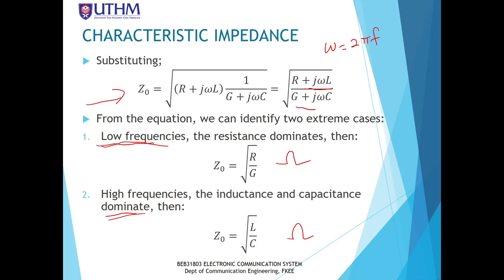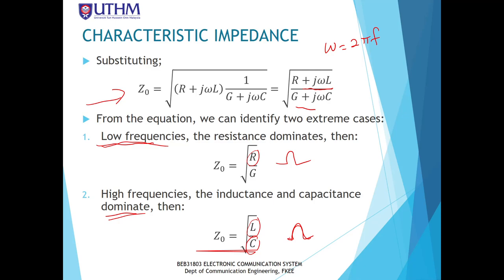Normally, in the questions, the values of R, G, L, and C are given in terms of per unit length. Biasanya diberikan dalam sebutan per unit length. For example, R is in ohm per unit length, L is in henry per unit length, and C is in farad per unit length. When we divide, we get the value in ohm. So ini ada example seterusnya.